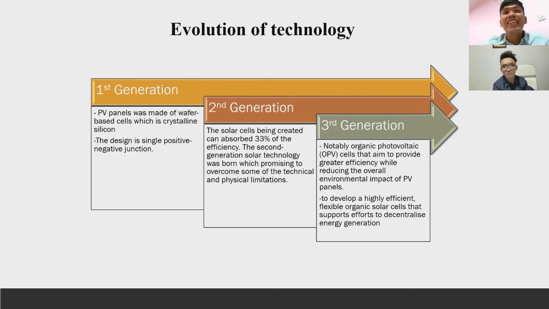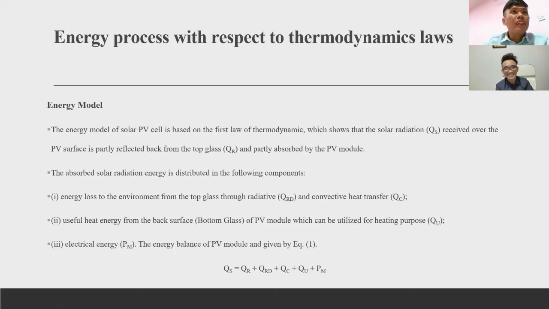In the third generation, the notable organic photovoltaic cells aim to provide greater efficiency while reducing the overall environmental impact of PV panels, and also to develop highly efficient, flexible organic solar cells that support efforts to decentralize energy generation. Next, I'm going to present the energy process with respect to the thermodynamics law.